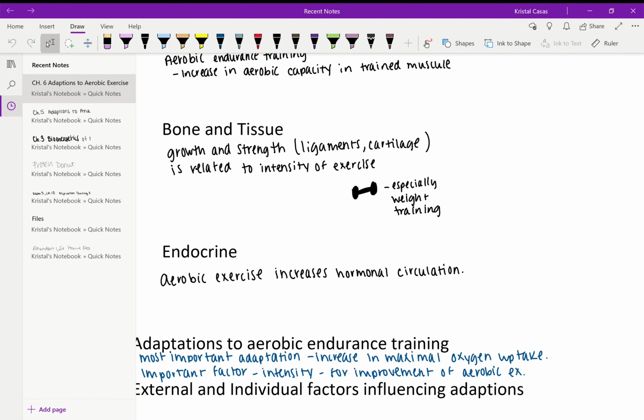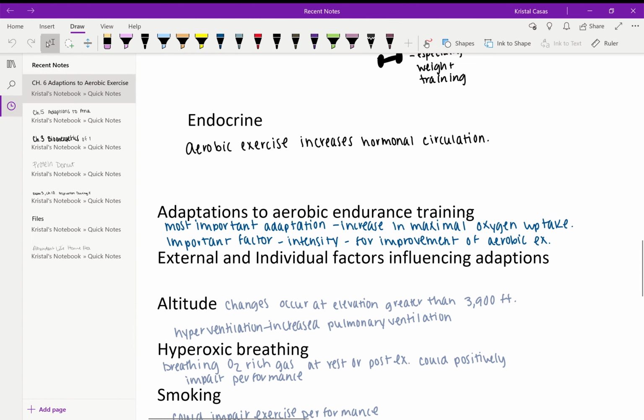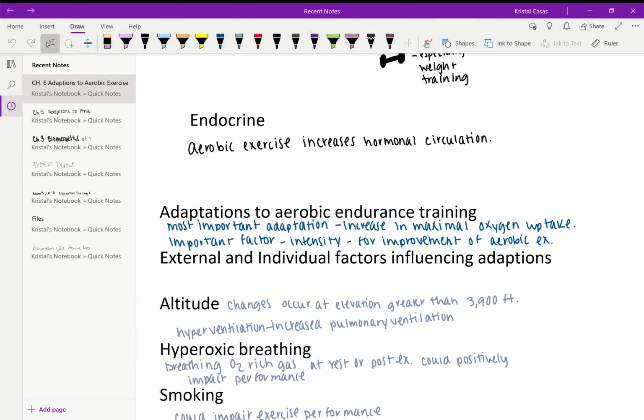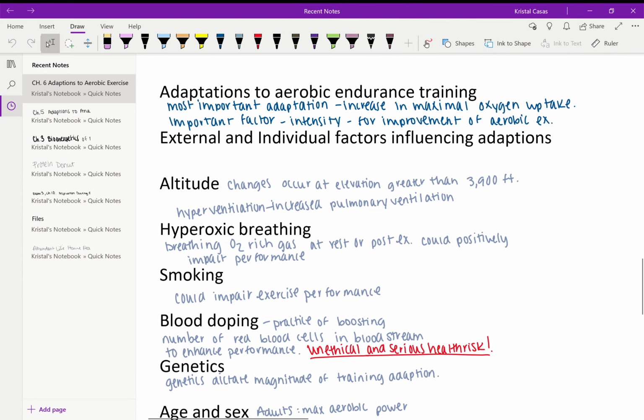Growth and strength, ligaments and cartilage, is related to the intensity of exercise, especially weight training. Endocrine: aerobic exercise increases hormonal circulation. Adaptations to aerobic endurance training: the most important adaptation is the increase in maximal oxygen uptake, and an important factor is intensity for the improvement of aerobic exercise.